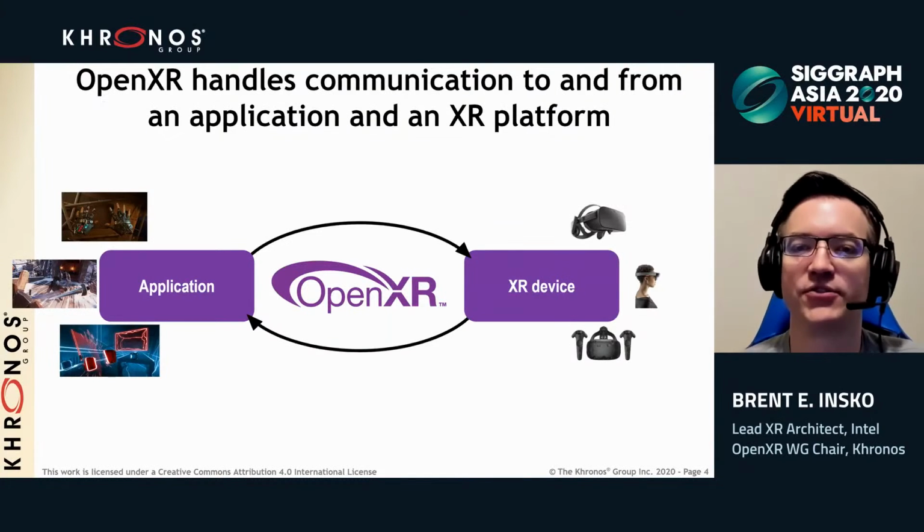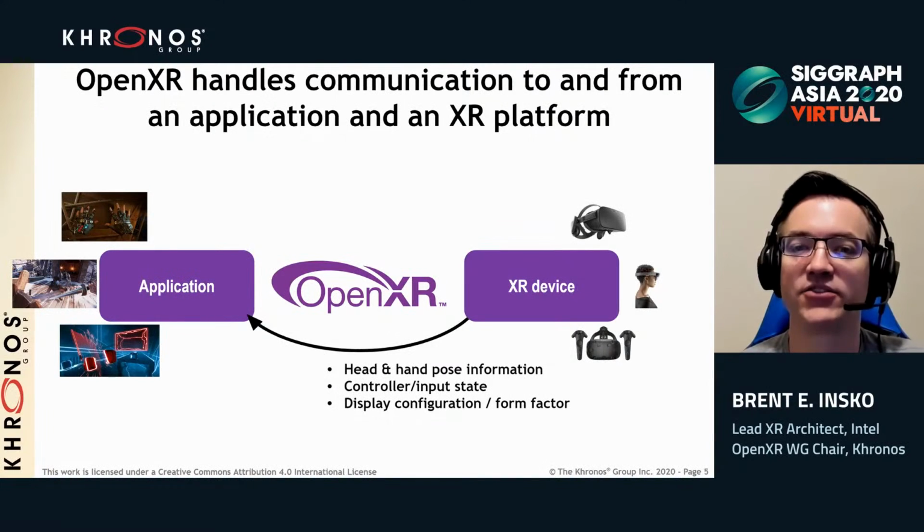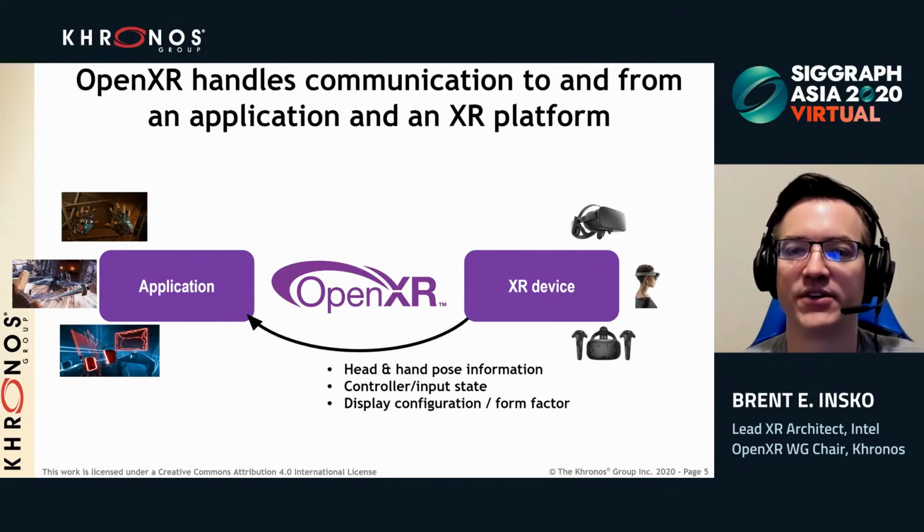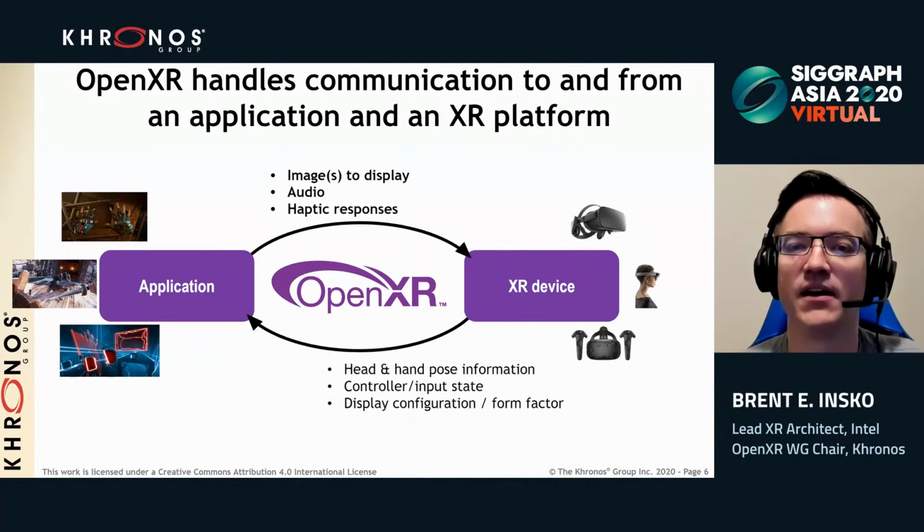OpenXR handles communication to and from an application and an XR platform or device. An XR platform provides the application information such as the head and hand position, information about the controllers and the input state such as whether a button has been pressed or released, and also display configuration and form factor information such as whether there is a single display or multiple displays. The application provides the XR platform an image or images to display, audio, and also haptic responses, such as vibrational responses in controllers.